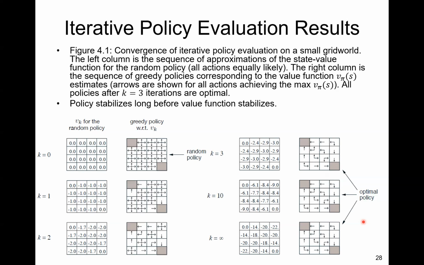Excuse me? Yes? Is there any way to deterministically decide when the optimal policy is reached? Well, you cannot, because you can never be sure that your policy is not going to change after the next update of your value functions. So in practice, it often stops changing way before the value functions stop changing. But in general, you can never be sure.